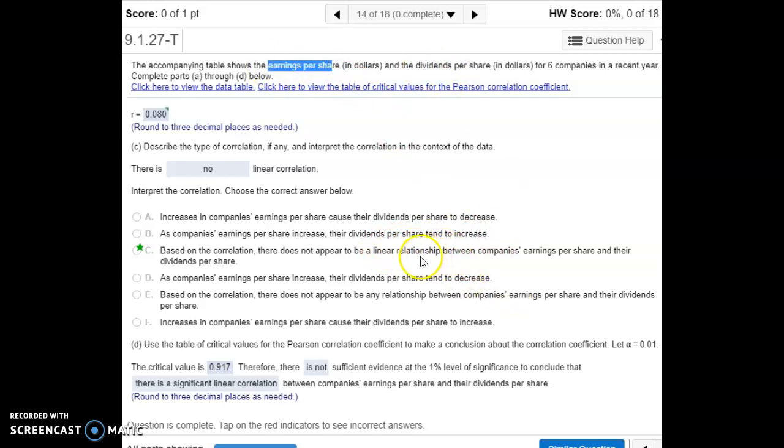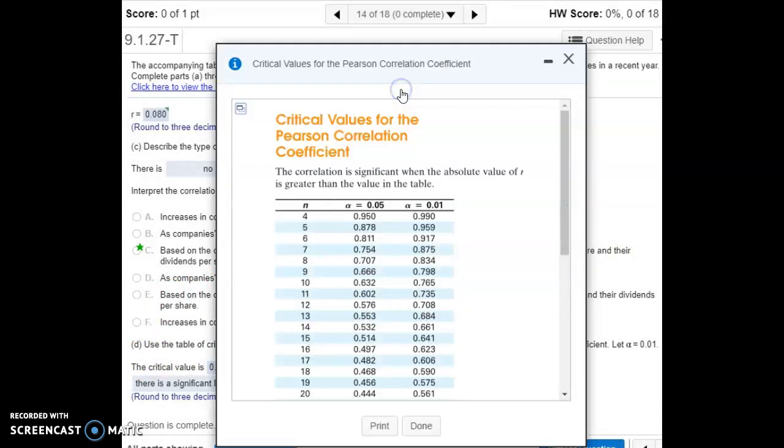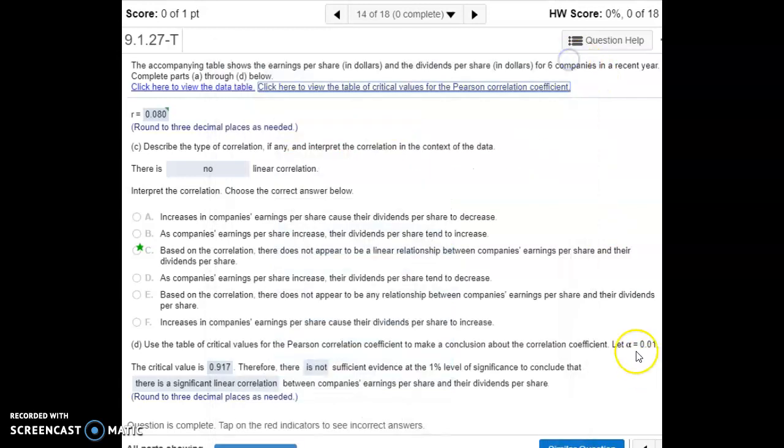and dividends per share. So actually looking at our table here of critical values, we had a sample of size 6, and we want to look at the 1% level of significance. So this is our critical value because we want the 1% level. And so there's not enough evidence at that 1% level of significance to conclude that there is a significant linear correlation. And we're saying that because our r value is less than our critical value.